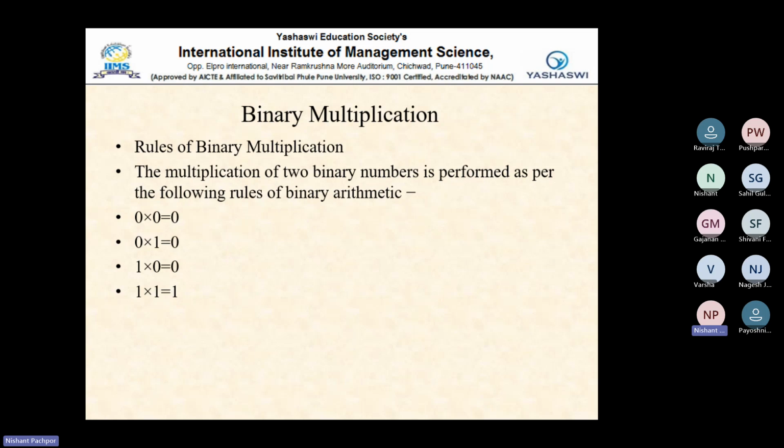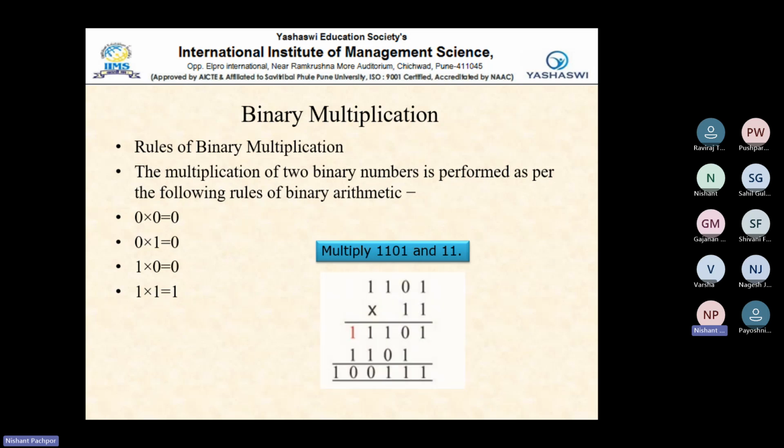Binary multiplication. When you perform binary multiplication, 0 into 0 is 0. Then 0 into 1 is 0, 1 into 0 is 0, and 1 into 1 is 1. When you multiply any number by zero, automatically the value will be zero. That is the first three rules in binary multiplication. And the last rule is 1 into 1 is 1. Okay, when you perform the multiplication 1101 into 11, जर मला multiply करायचं असेल, we can perform it this way. First number you have to multiply with all the digits, 1 into 1, 1.